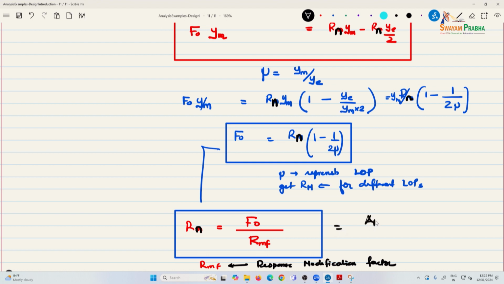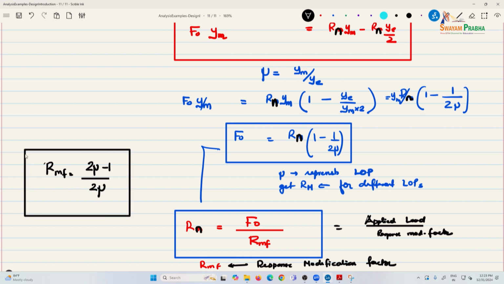So, we have an applied load divided by a response modification factor, and we instantly get what Rn is. Once you have Rn, you can design a section, right? That is all we need. This is for an impulsive system. So, for an impulsive system, RMF is equal to 2 mu minus 1 divided by 2 mu.